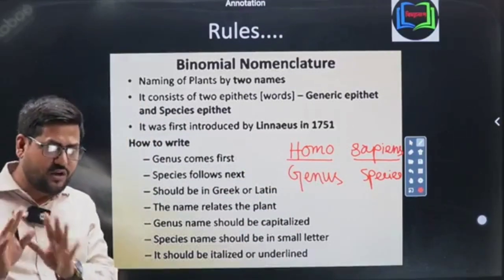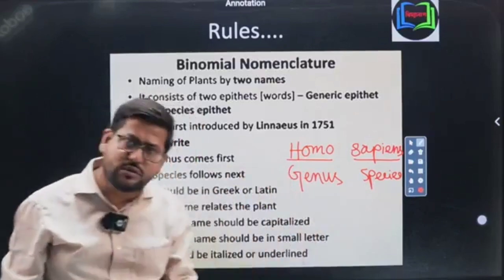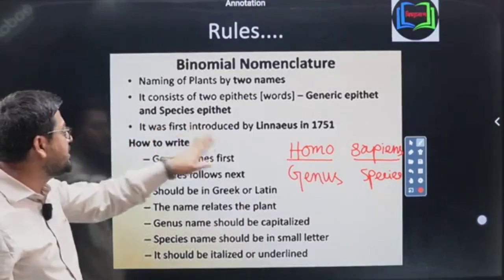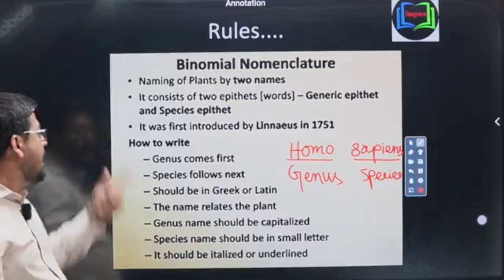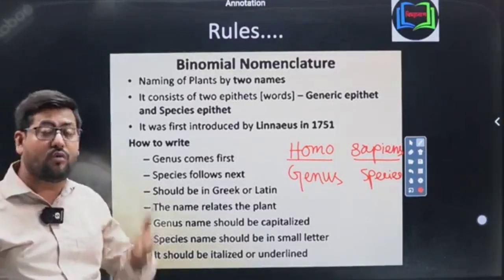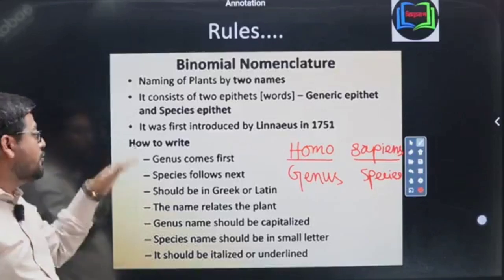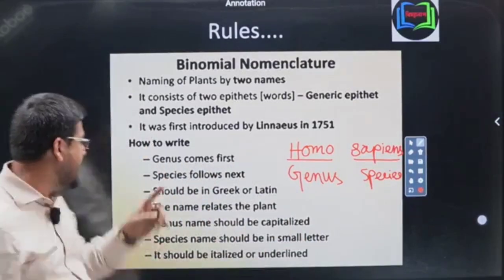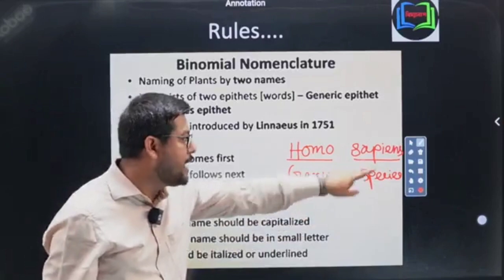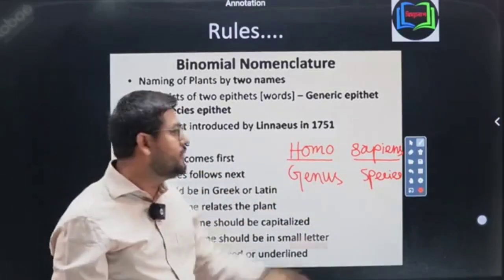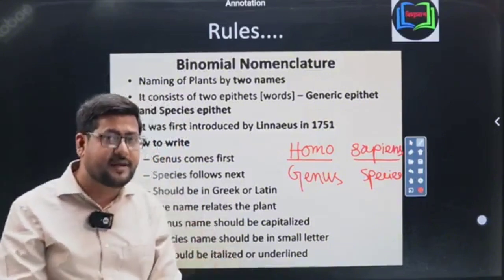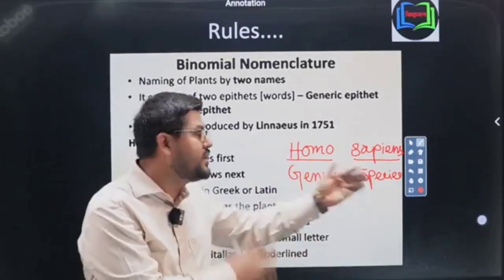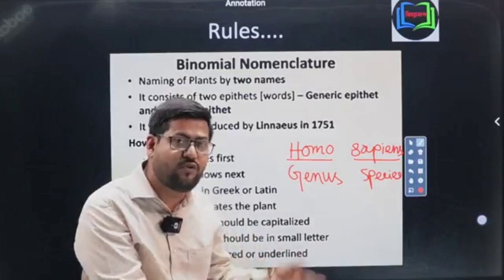So my dear students, always keep in your mind that the genus name will be a noun and the species name will always be an adjective. It was first introduced by Linnaeus in 1751. And how to write the scientific name, or what rule must we follow for writing a scientific name? Genus comes first. So you write the genus name first, and after that the species follows next. You have no chance to write sapiens homo or any other way. So you must write the generic part, the genus part, first, and after that the species part will follow.